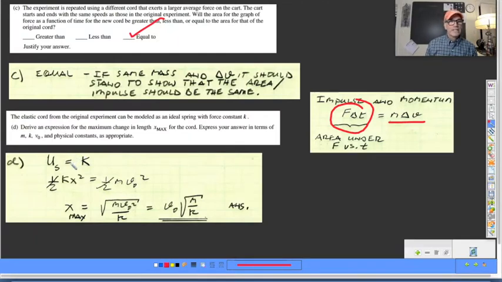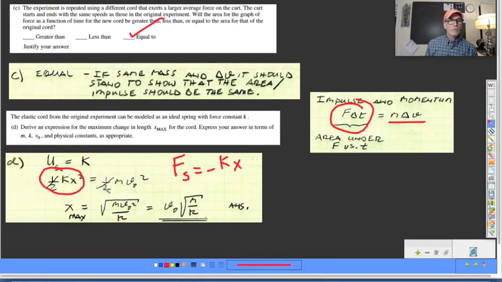Part D: the elastic cord from the original experiment can be modeled as an ideal spring with force constant k. An ideal spring suggests Hooke's law, the restoring force equals minus kx. And if we apply the definition of work due to a variable force, your solution will be 1/2 kx squared.